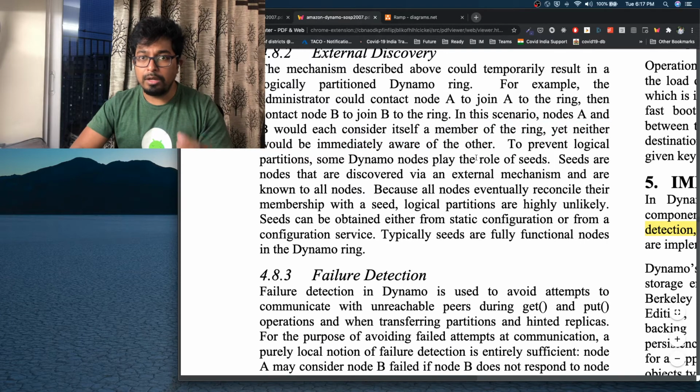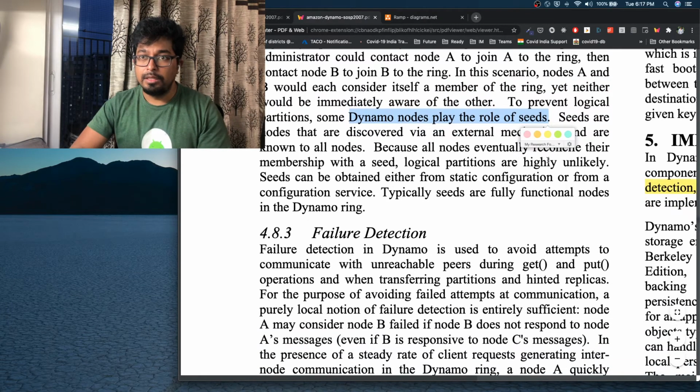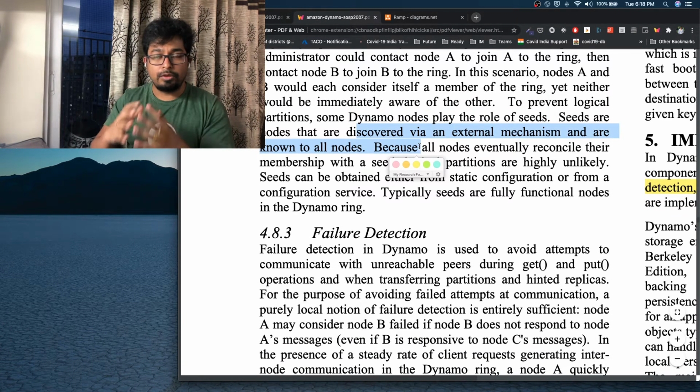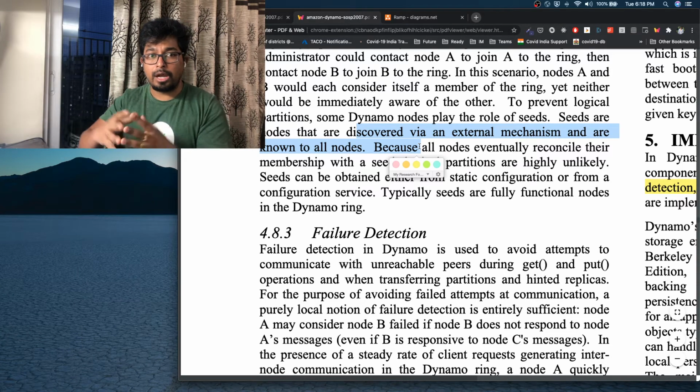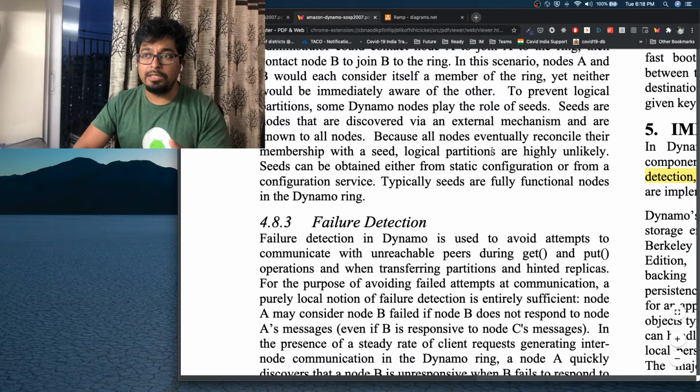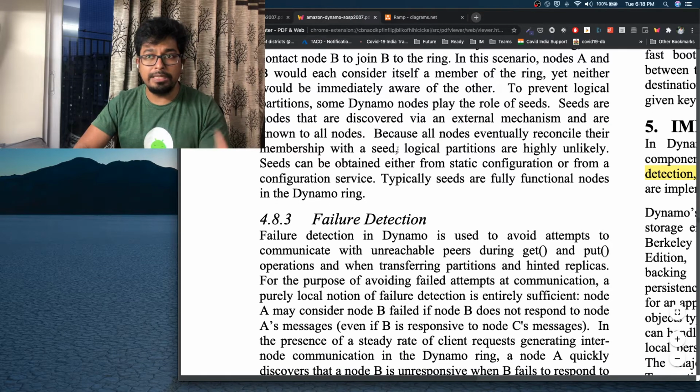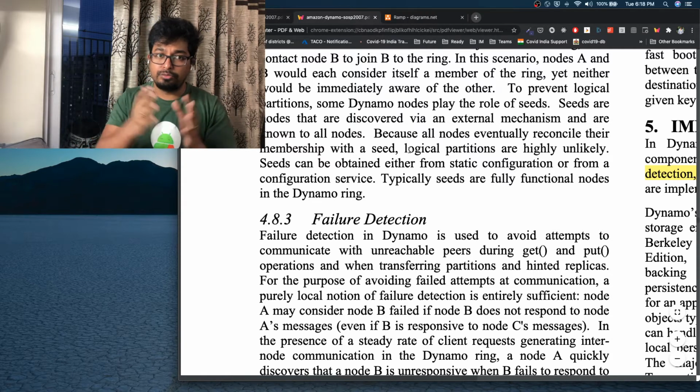Now, to prevent logical partitions, some Dynamo nodes play the role of seeds. Seeds are nodes that are discovered via an external mechanism. So, for example, a load balancer outside of the system. The idea is that the seed nodes are kind of the gateway to the cluster, and all nodes eventually reconcile their membership with the seed. So, logical partitions are highly unlikely. So, what happens when A and B join? They find a seed which is C, and they reconcile their membership with C.